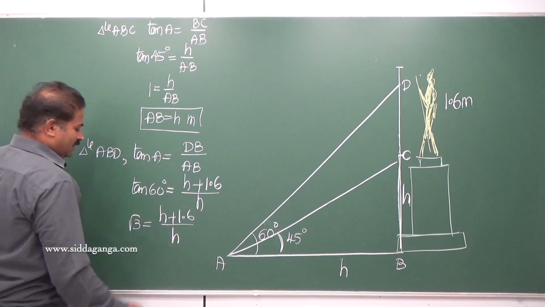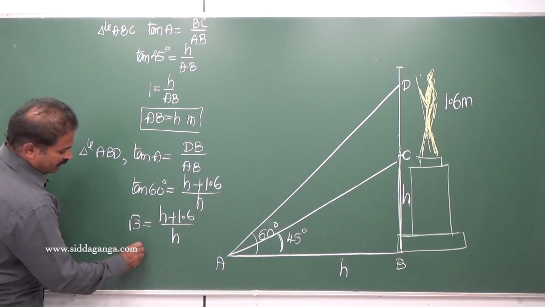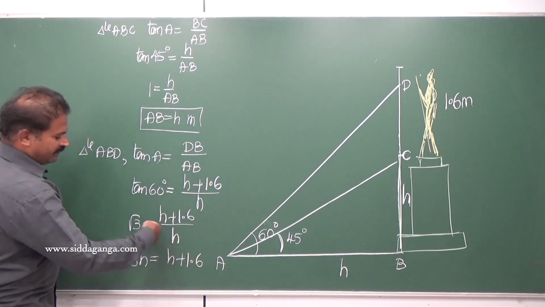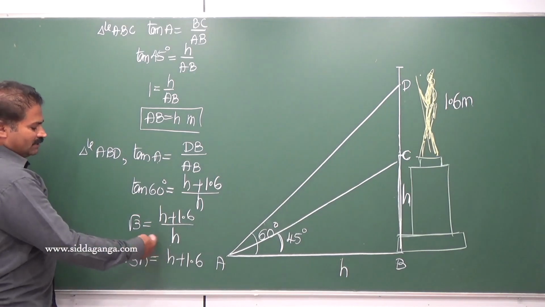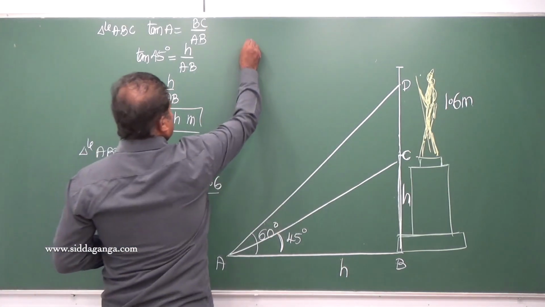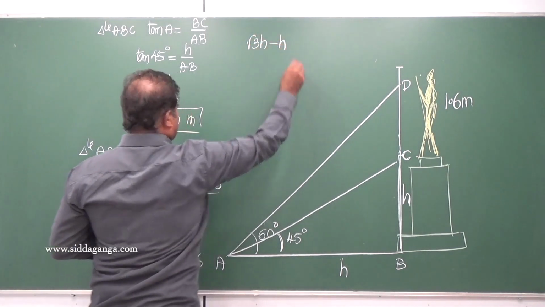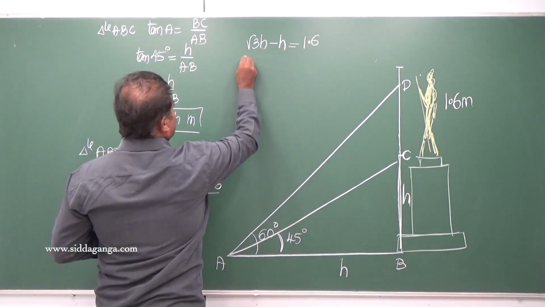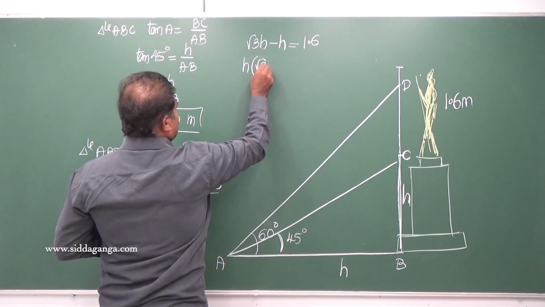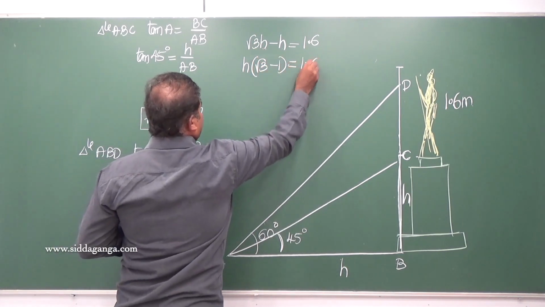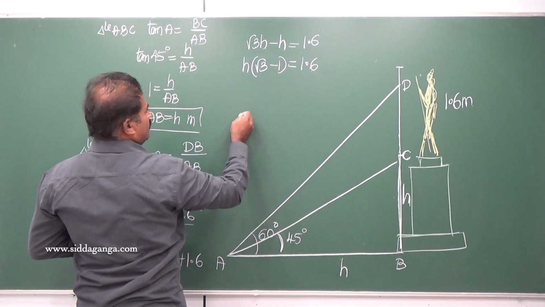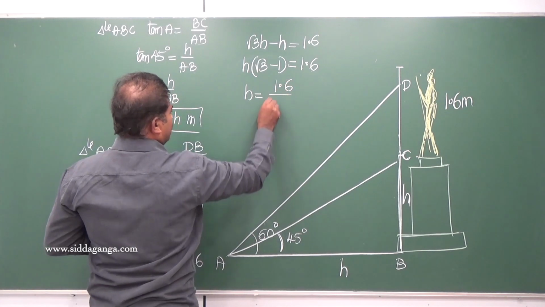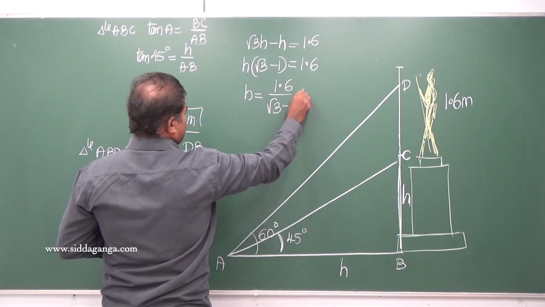You can cross multiply. So h into root 3 is root 3h, which is equal to h plus 1.6. You can shift h to this side, so that will make this minus h. So you have root 3h minus h, which is equal to 1.6. Now you can take h common. So you have h into (root 3 minus 1), which is equal to 1.6. Now you can shift root 3 minus 1 to the denominator. So h becomes 1.6 divided by (root 3 minus 1) meters.